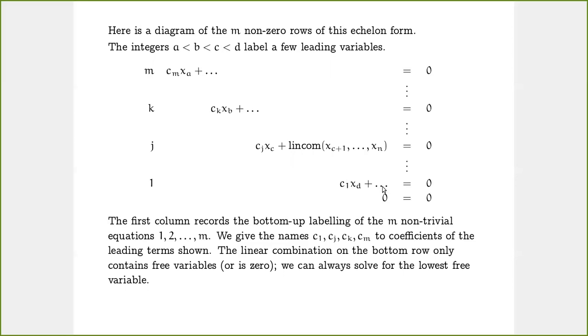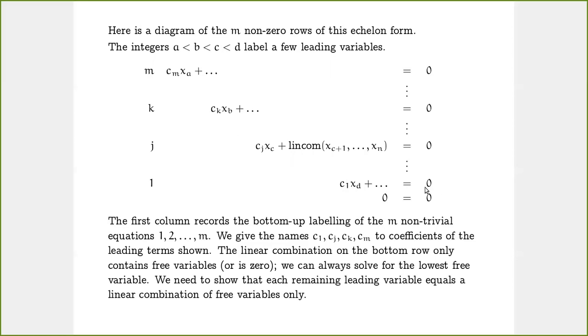So this one we can always solve by, if this is non-zero, subtracting it from both sides, moving it over here, and dividing by the constant C1, and we'll have X sub D equals, so we'll have a leading variable written in terms of free variables. We need to show that for each of the remaining leading variables above it, we can do the same thing.